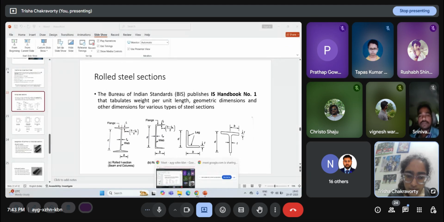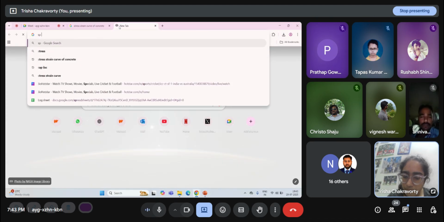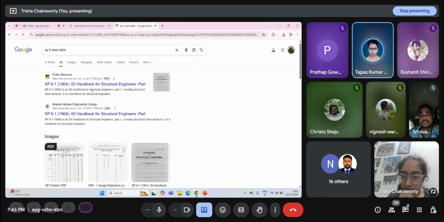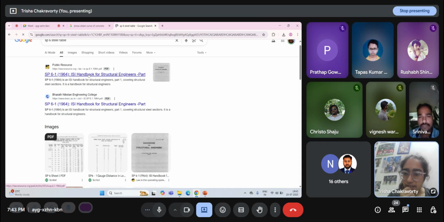One second. Yes, SP6, madam. SP6, right? So yes, SP6 one. It was published in 1964.